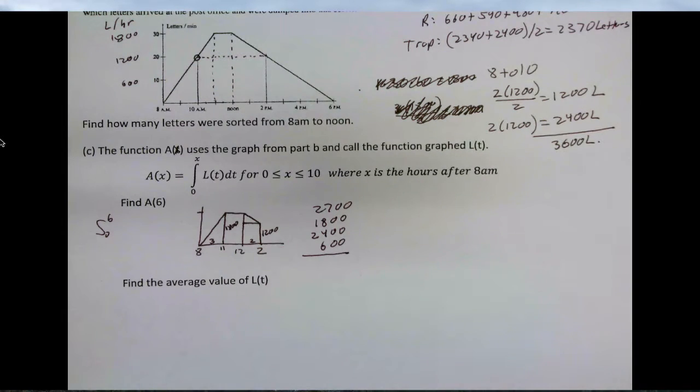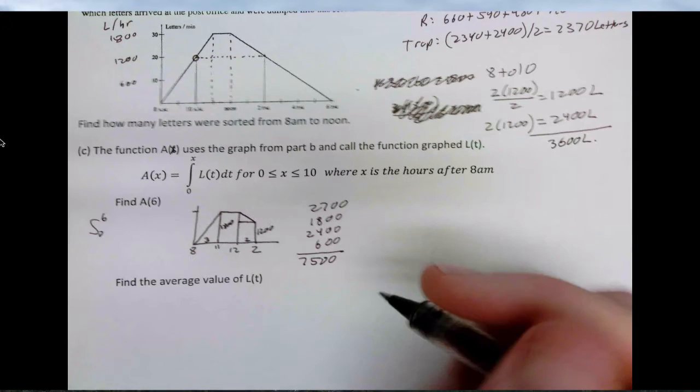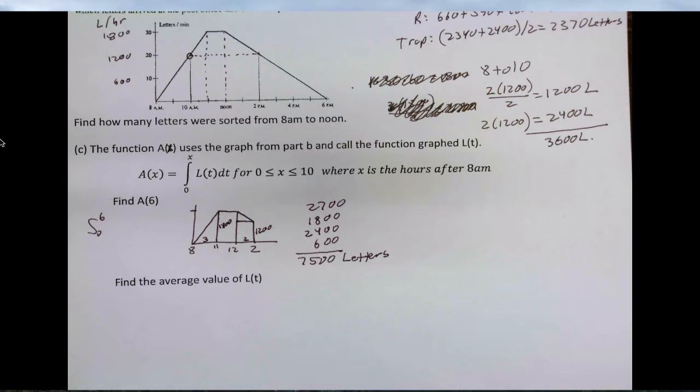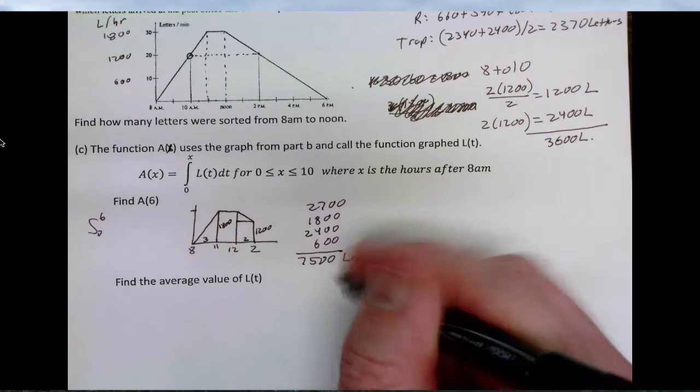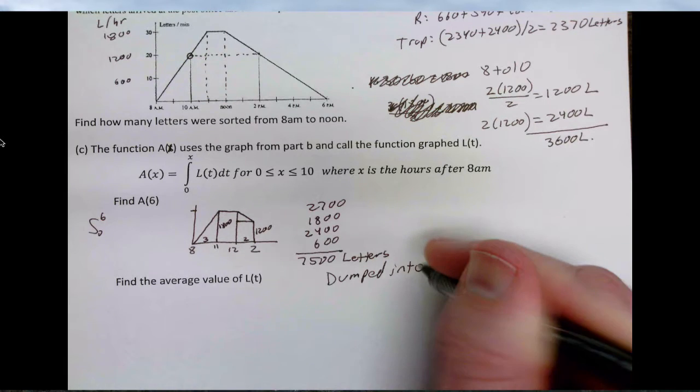Okay, so if I add up all of these things, 2700 plus 1800 plus 2400 plus 600, I end up at 7500. And that is letters. Technically, we're doing an area under a rate curve, so we found letters. And this is how many letters were dumped into the machine from 8 to 2 p.m.